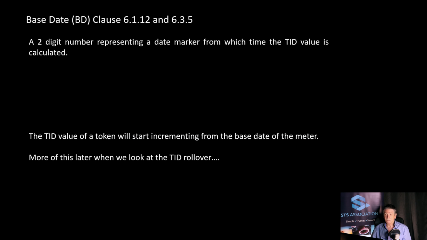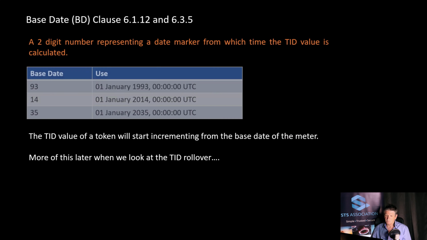The base date, or BD as it's abbreviated to, clause 6.1.12 and 6.3.5, is a 2-digit number representing a date marker from which the time the TID value is calculated. So, a base date of 1993, its use is from the 1st of January 1993 at 12 midnight. For a 2014 base date, it starts at the 1st of January 2014 at midnight, and a 2035 base date, 1st of January 2035 from midnight.